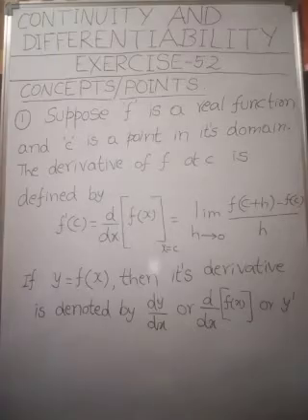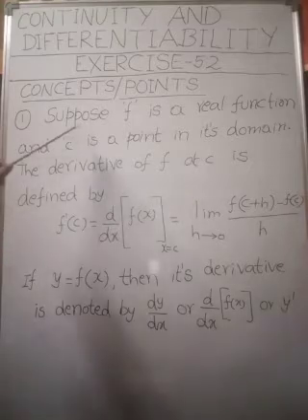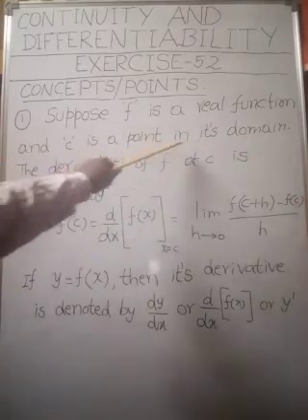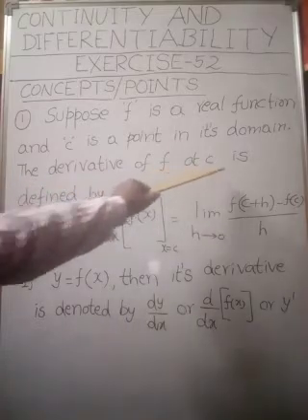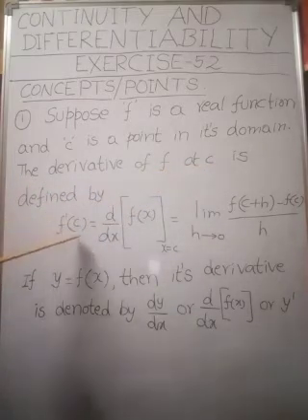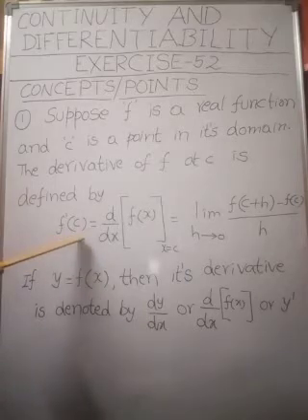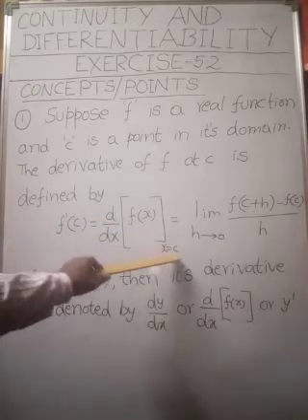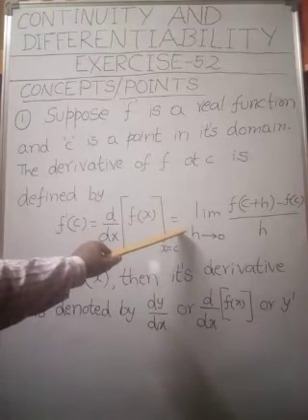In 11th class, you have studied the derivative of a function f. Suppose f is a real function and c is a point in its domain. Then derivative of f at c is defined by f dash of c. We read this symbol as f dash of c, that is equal to d by dx of f of x at x is equal to c. It is given in the first year.